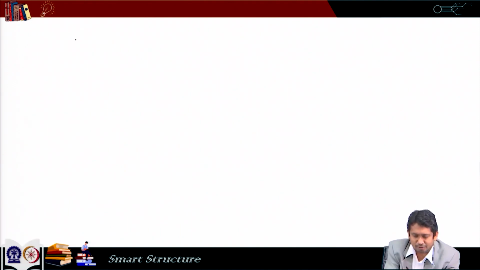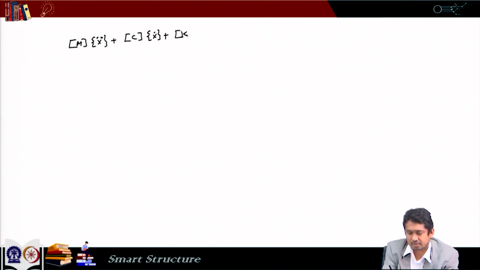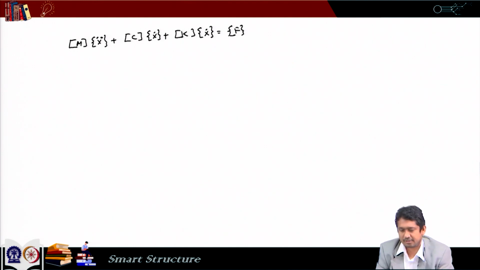So, the generic form that we get is m x double dot plus c x dot plus k x is equal to f. So, here f is a function of time. So, f changes with time and accordingly our x dot and everything change. So, this is x.